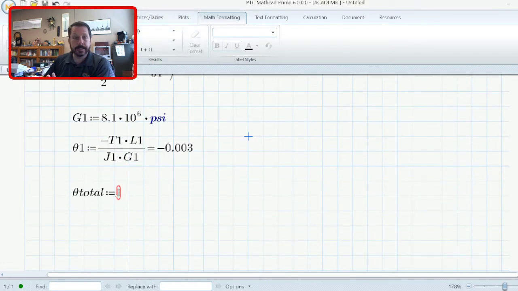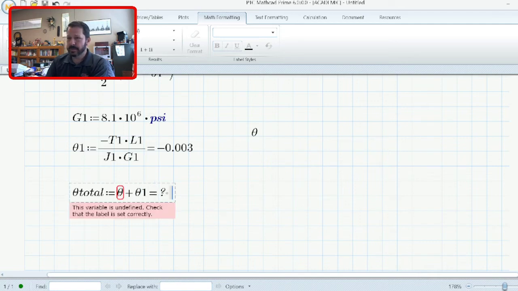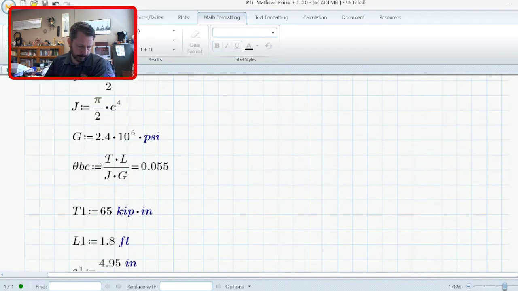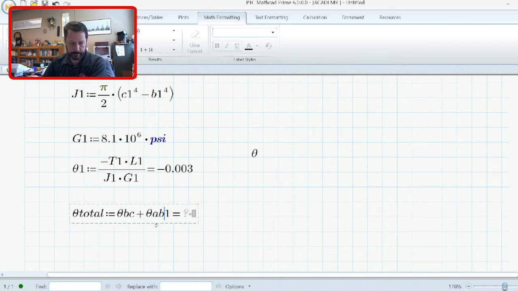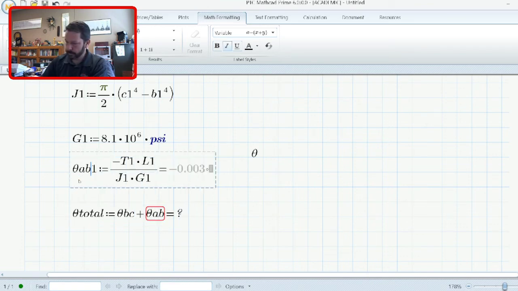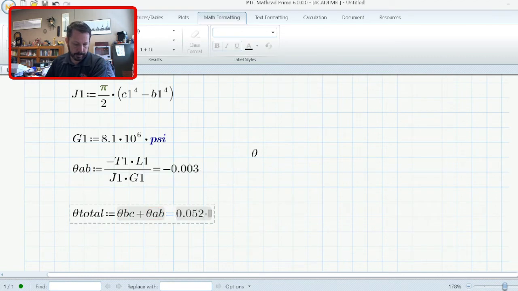So this is just for the problem statement to work out. Now I just need to add these two together. I think I just called the first one theta. Oops, but let's go through there, theta, and then plus theta 1 equals, I must not have called it theta. What did I call it? Oh, I called it theta BC. Okay, so this other one might look better if we did AB. There we go. And then let's give this some more decimals, 0.051, let's look at that in degrees. 3 degrees.